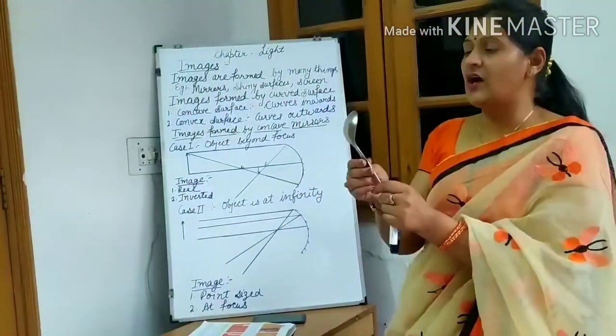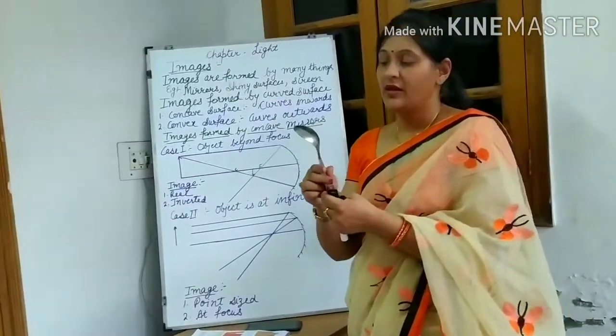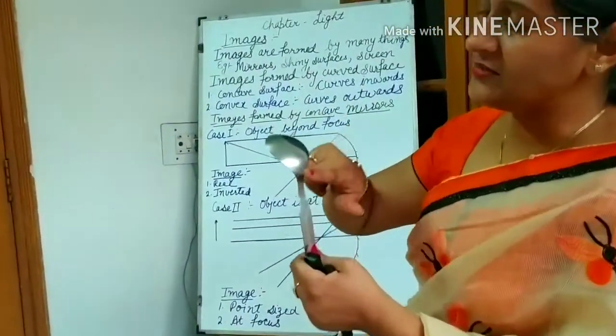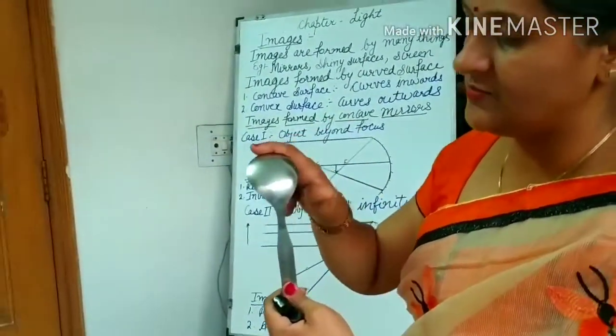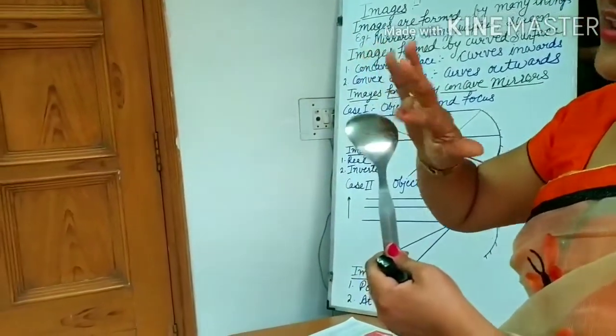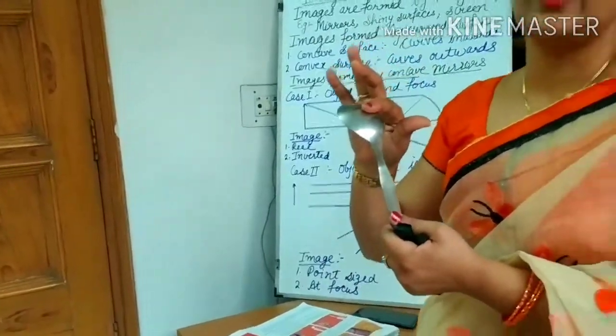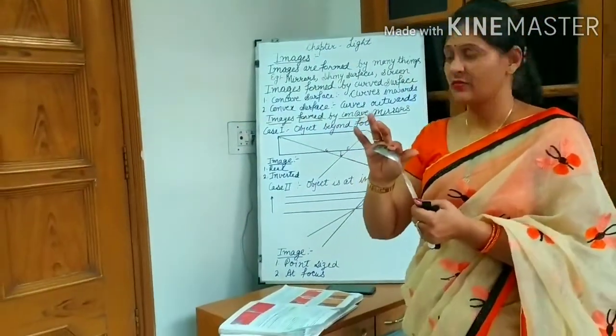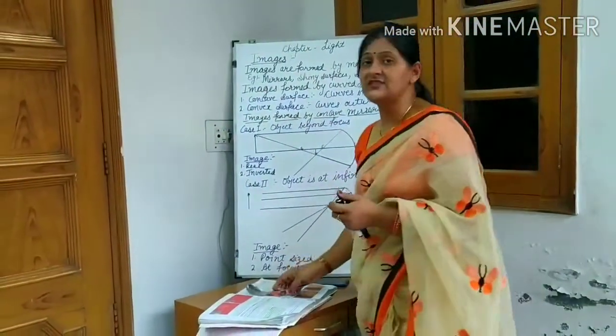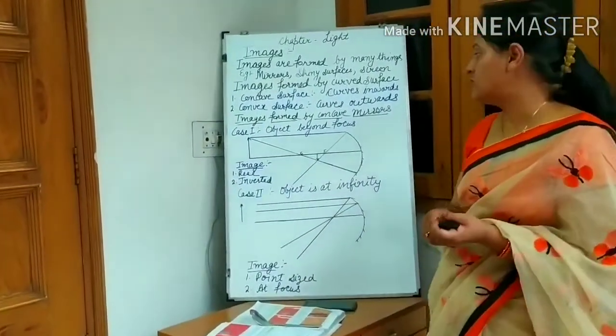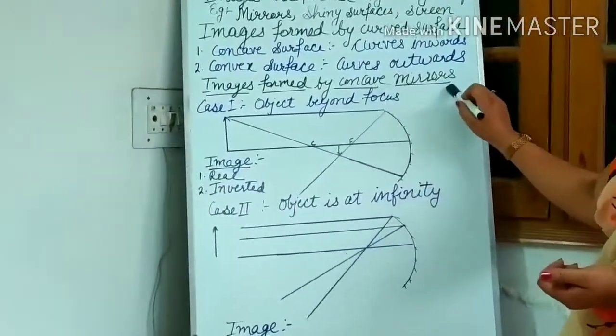Now such surfaces are called concave surfaces. And take the opposite side of the spoon. Here the surface is curved outwards. And this reflecting surface is curved outwards. Such surfaces are called convex surfaces. See, now we will consider how images are formed by concave mirrors.